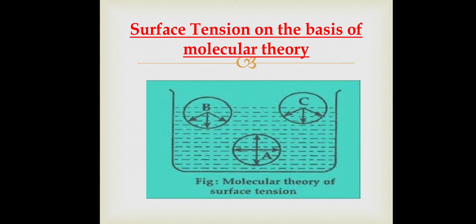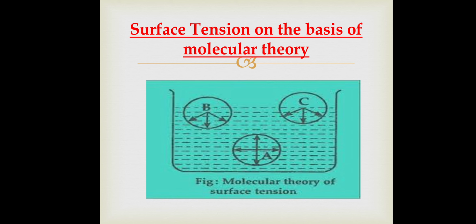Another very important point is surface tension on the basis of molecular theory. The whole concept of surface tension is based on this molecular theory. The phenomenon of surface tension of a liquid can be explained on the basis of molecular theory. Consider a beaker containing water or liquid in which A, B and C are molecules of the liquid with their spheres of influence. The molecule A is well inside the liquid, so it is equally attracted by the neighboring molecules of the liquid. Hence, the resultant cohesive force on molecule A is 0.